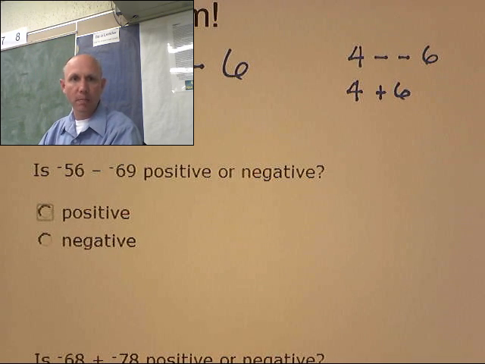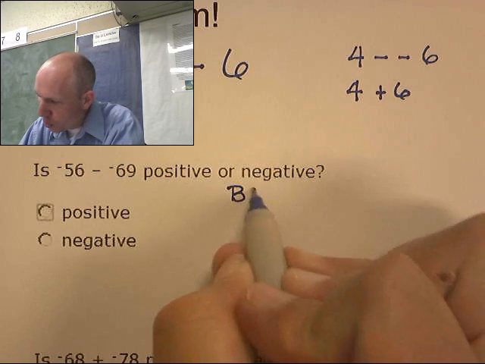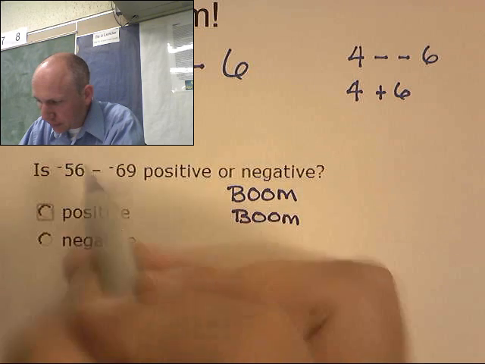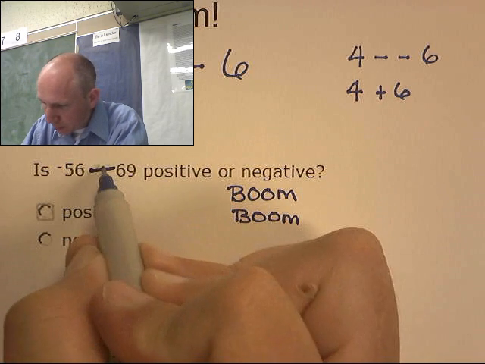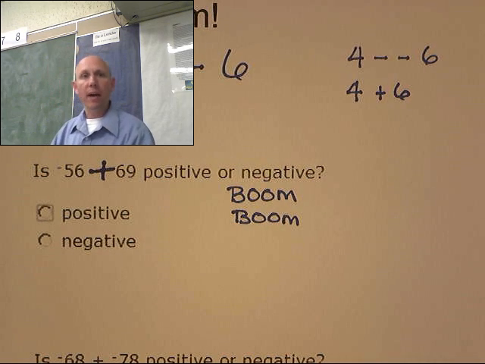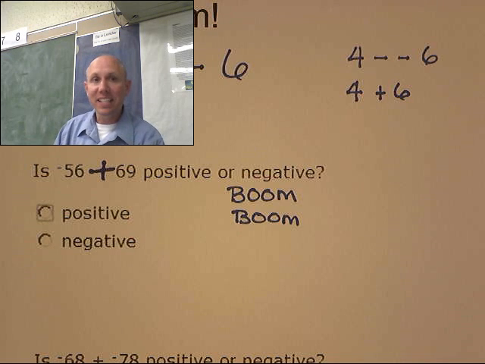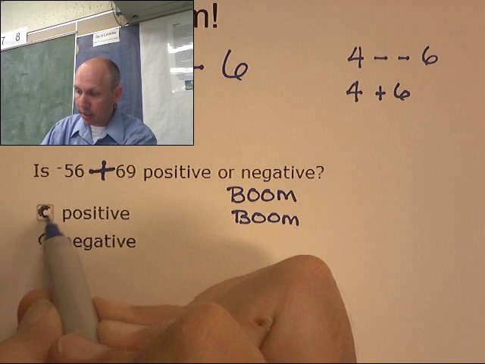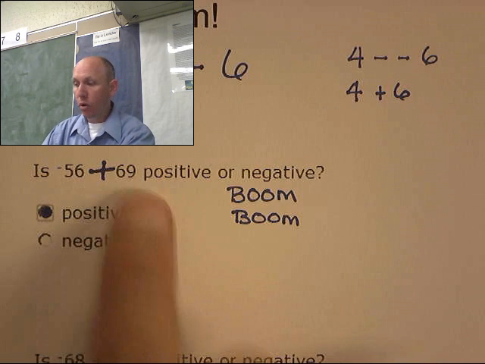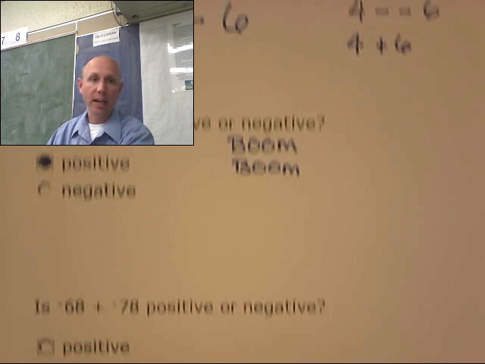First thing I'm going to deal with is the boom boom on this. See the boom boom? Boom. Here it goes. Right there. And now we're going to think about what we have. We have 56 negatives and we have 69 positives. What do I have more of? I have more positives, so my answer is going to be positive. How many more? Well, I don't know. I'd have to do the math.